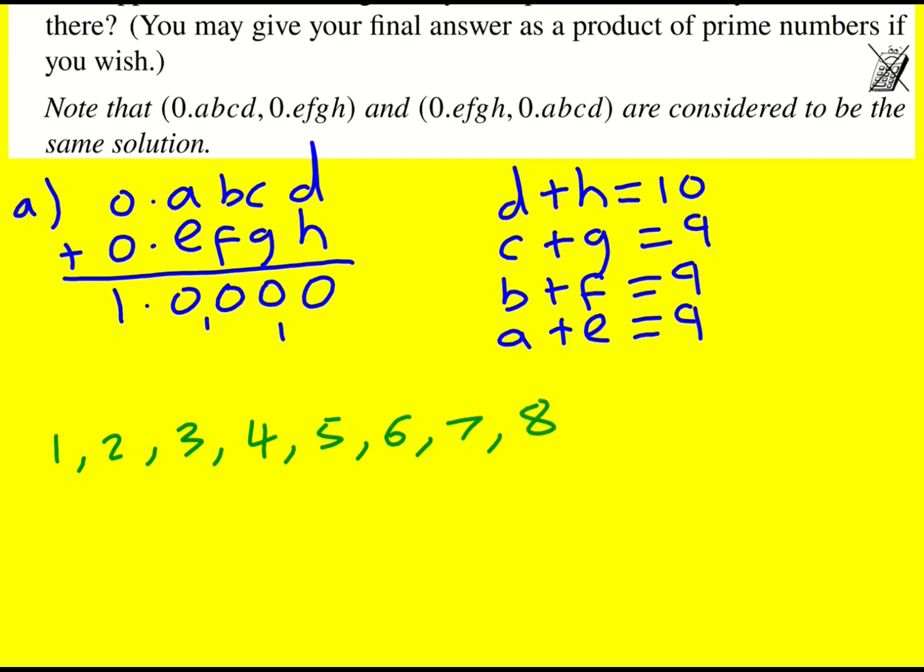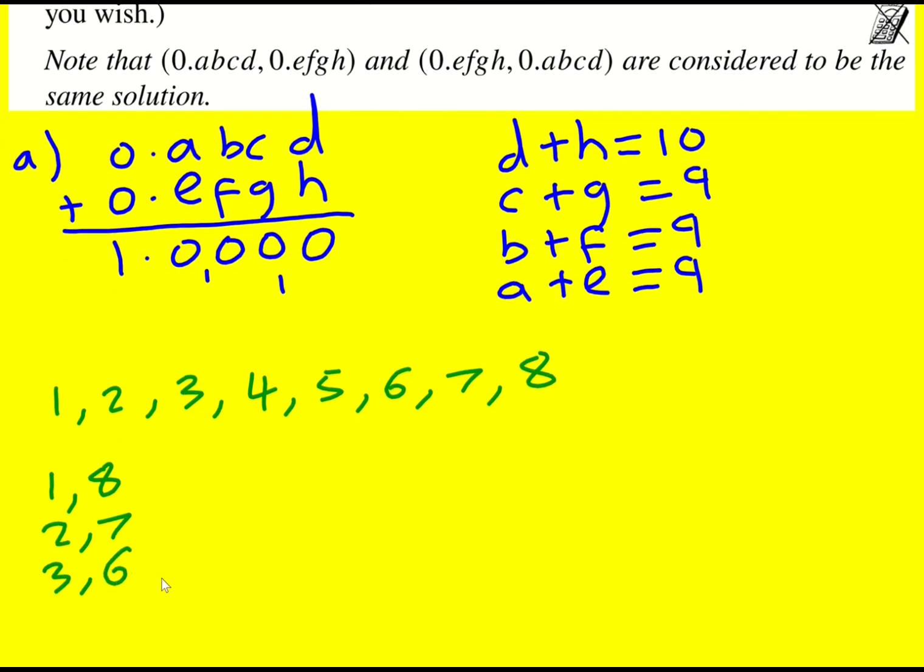So I wrote down the pairs of numbers that add to 9: 1 and 8, 2 and 7, 3 and 6, and 4 and 5. You obviously can swap them around, but those are the pairs. And then pairs that add to 10, there's no 1 and 9, so it'd be 2 and 8, 3 and 7, and 4 and 6.